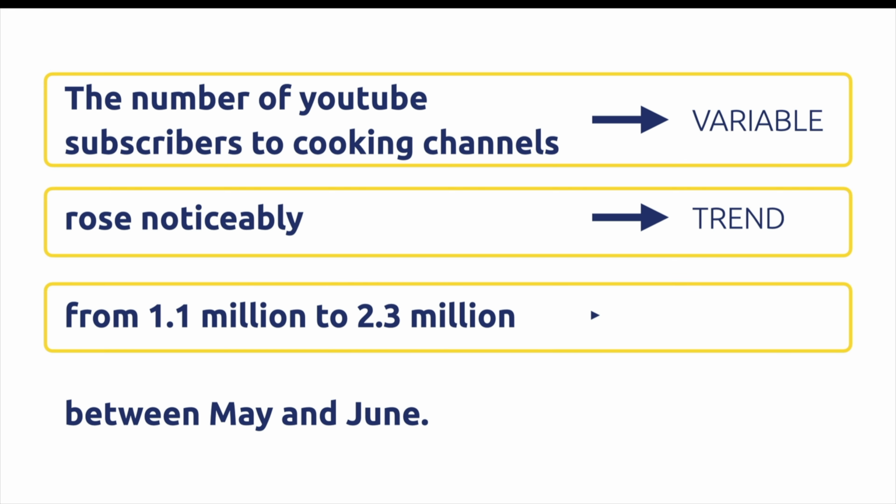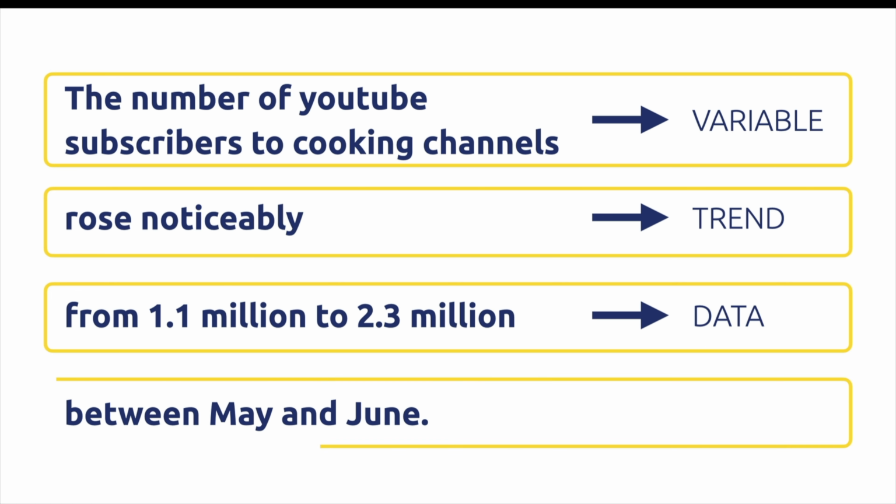And then component number 3 is the data. Here we have from 1.1 million to 2.3 million subscribers. And then lastly, component number 4 is the time phrase. In this example, it is from May to June.